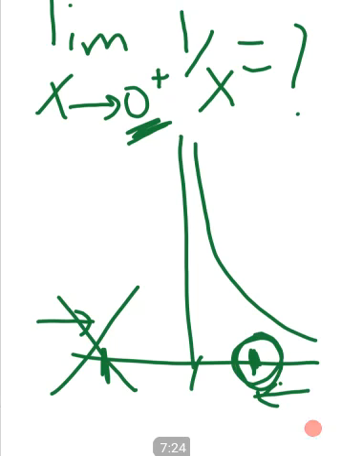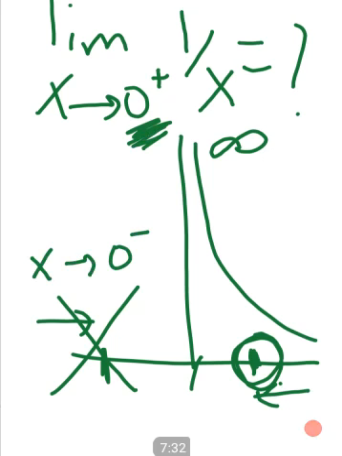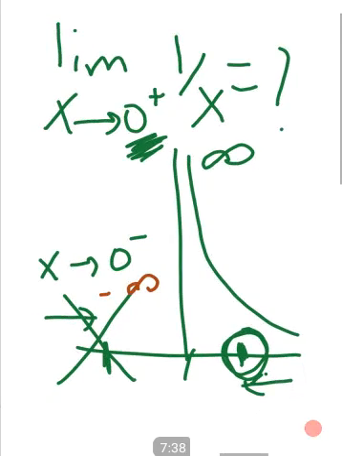So now the answer would be infinity. And if we had taken it negative, x approaches 0 negative, then the answer would have been negative infinity. So we come to know that limits may be defined, may not be defined. So we take another example of a limit.